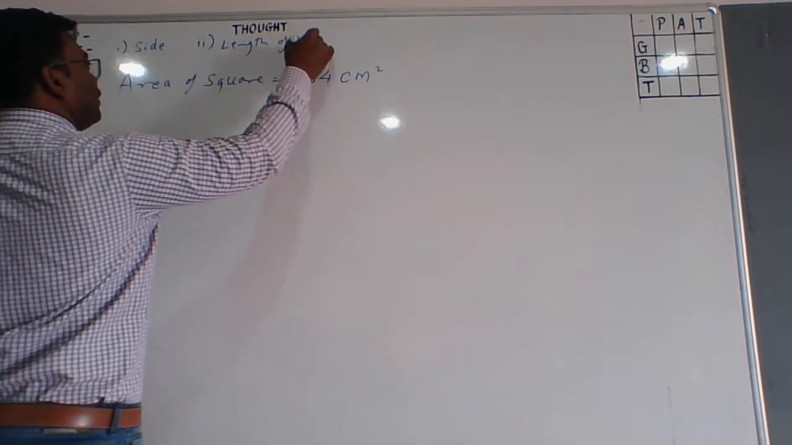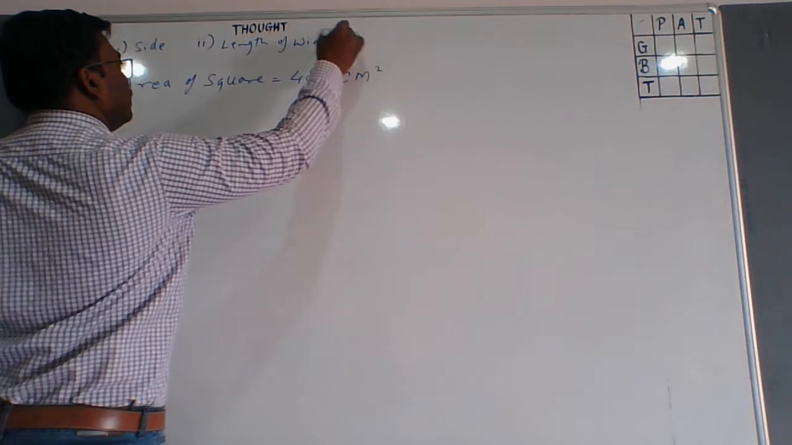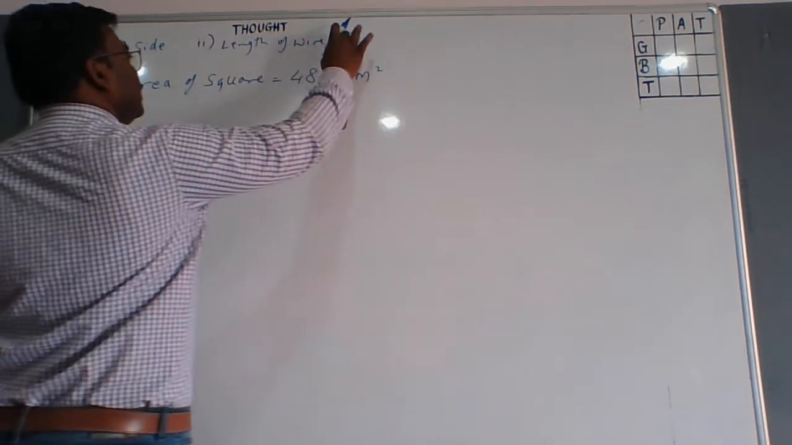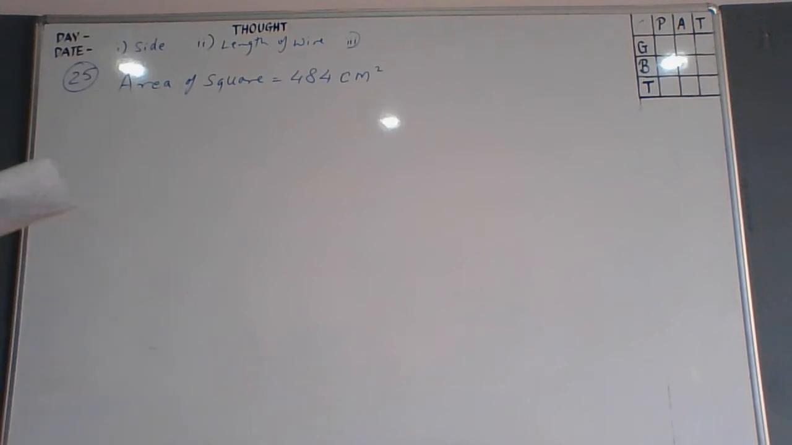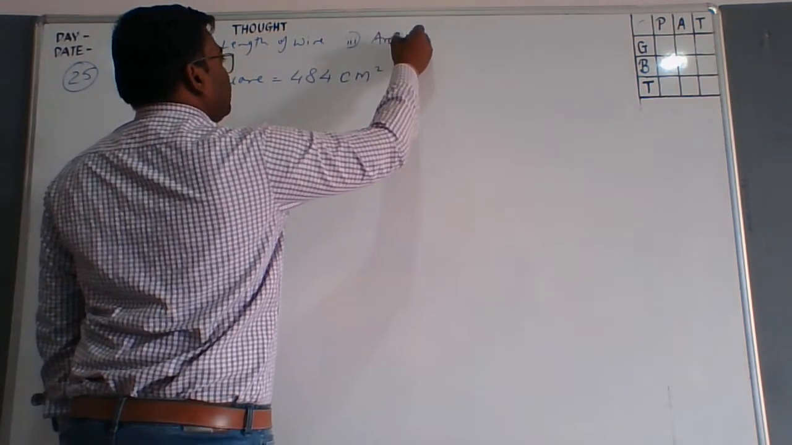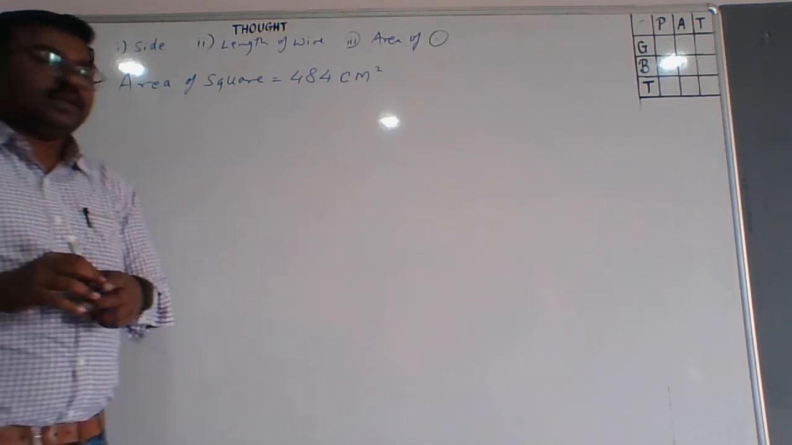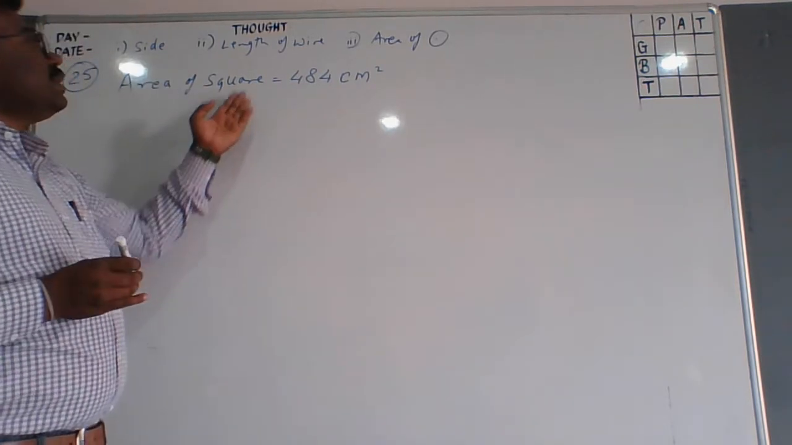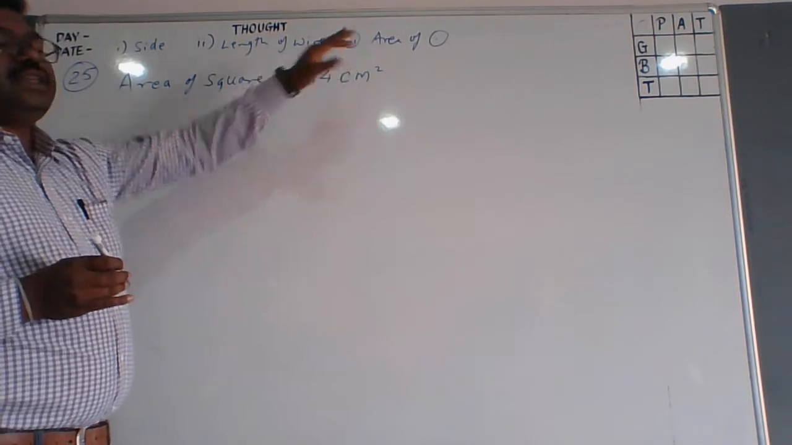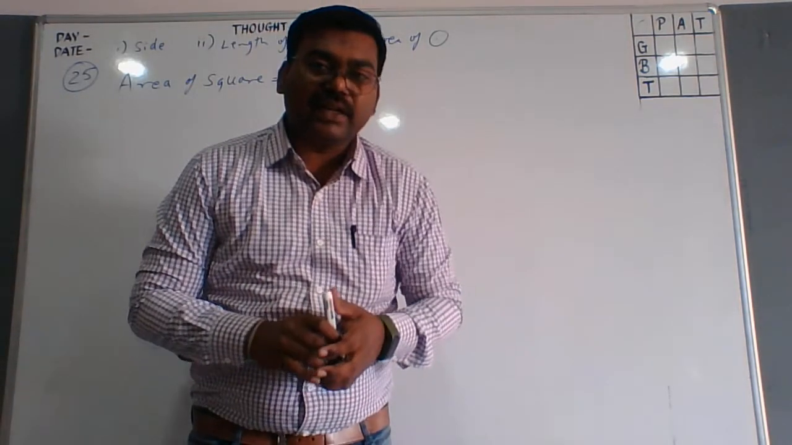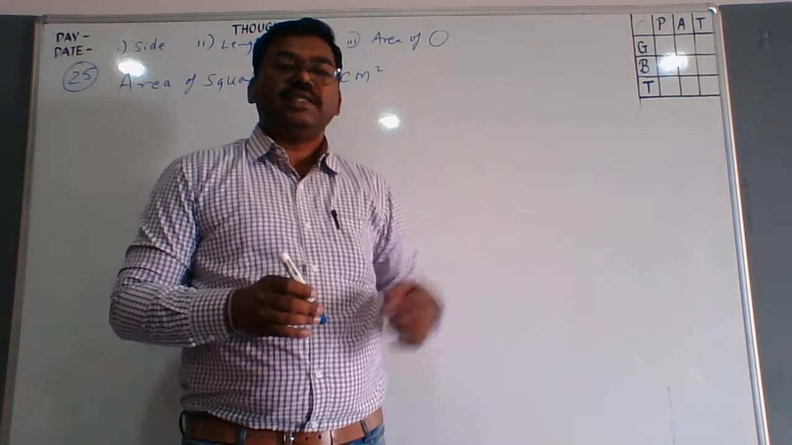Length of the wire. And third thing that we want to calculate is the largest area enclosed by the same wire bent to form a circle. That means area of circle. These three things we want to calculate in this question. First thing is the side of the square, second is the length of the wire, and third thing is the largest area of the circle which is formed by using the same wire.